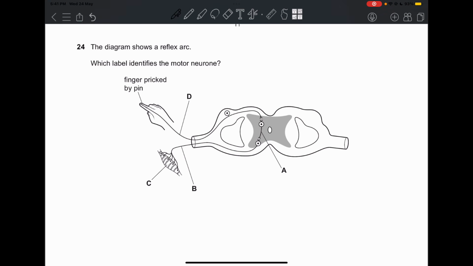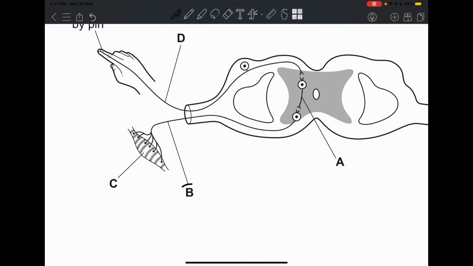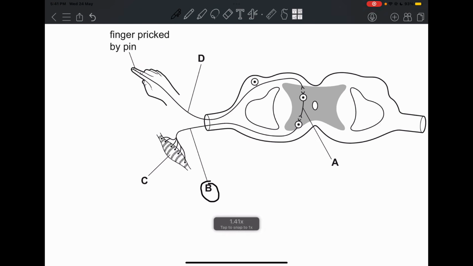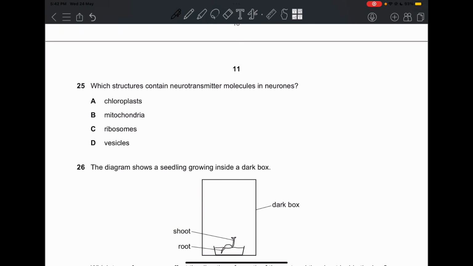24. The diagram shows a reflex arc. Which label identifies the motor neuron? The motor neuron is over here, so it's going to be B. 25. Which structures contain neurotransmitter molecules in neurons? Neurotransmitter molecules are actually in the vesicles, so our answer is going to be D.